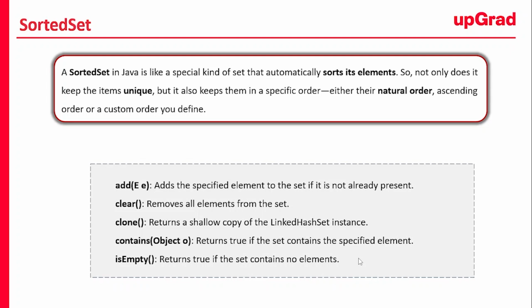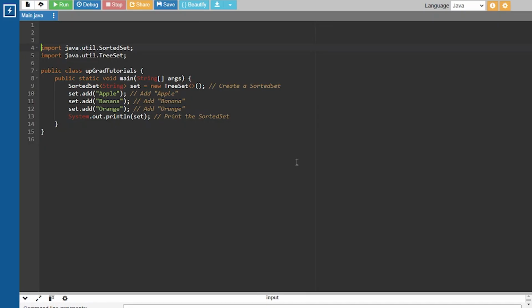Now let's have a look at its example. As you can see on the screen, first of all, here we are creating a SortedSet. Basically we are creating a TreeSet, which implements the SortedSet interface. Now using set.add, we are adding apple, banana, then orange. Then while printing, the elements are automatically sorted alphabetically.